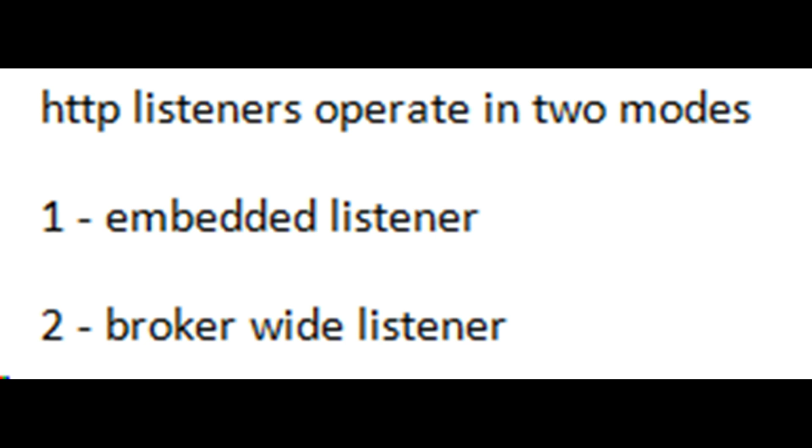HTTP listeners operate in two modes. 1. Embedded listener. 2. Broker wide listener. With embedded listener, you can assign separate listener ports to individual integration servers. Strengths of embedded listeners are high throughput, simple configuration without queues, and activity partitioning.